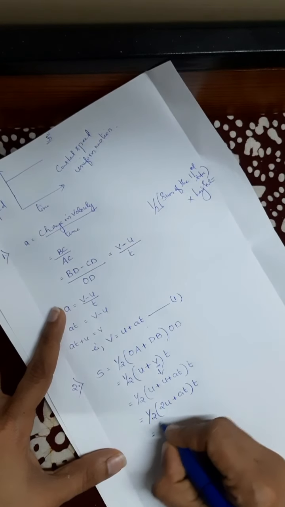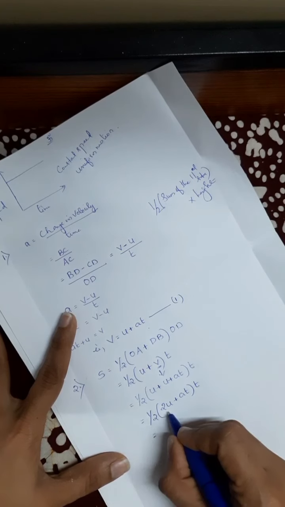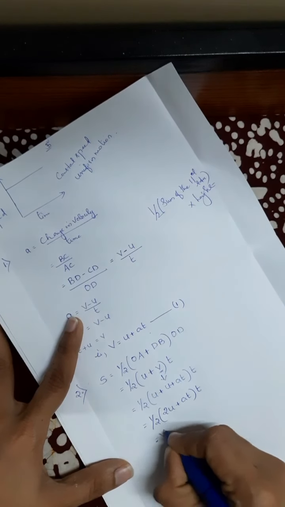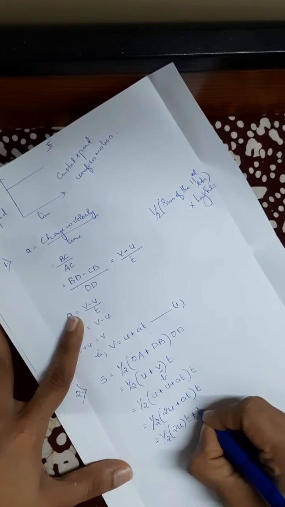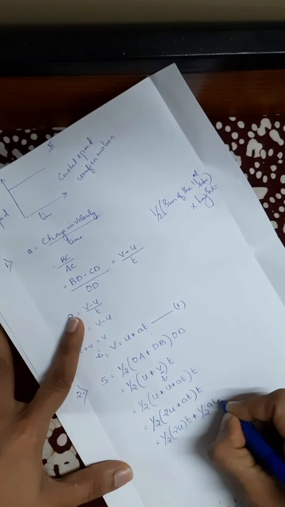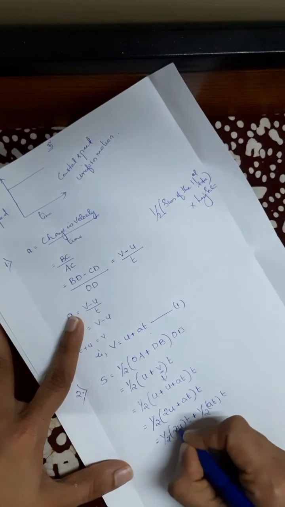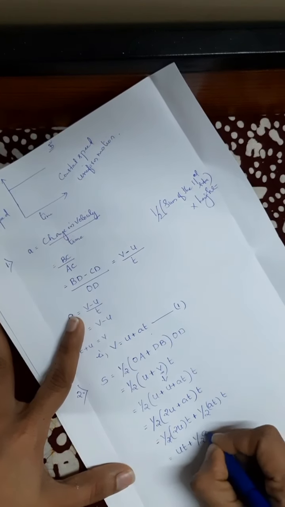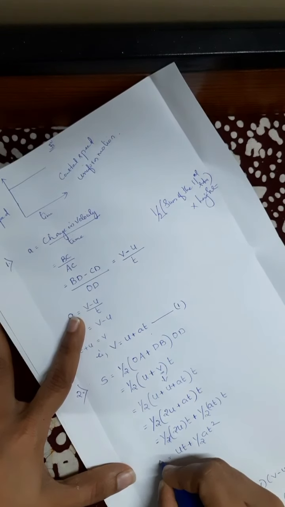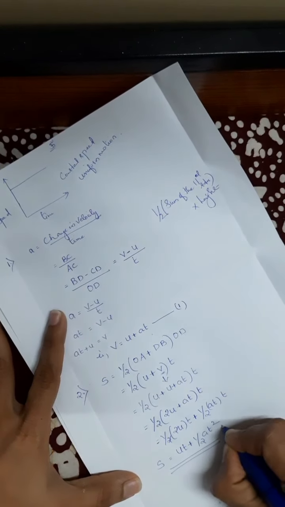We are going to multiply with half and t for each term. So half into 2u into t plus half into at into t. So this 2 and 2 will get cancelled. So ut plus half at square. So we will be getting s equals ut plus half at square.